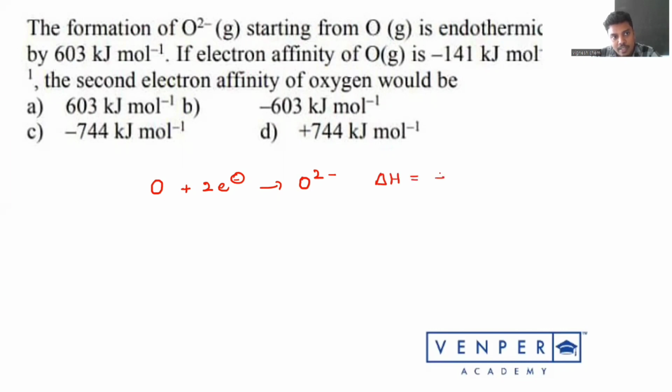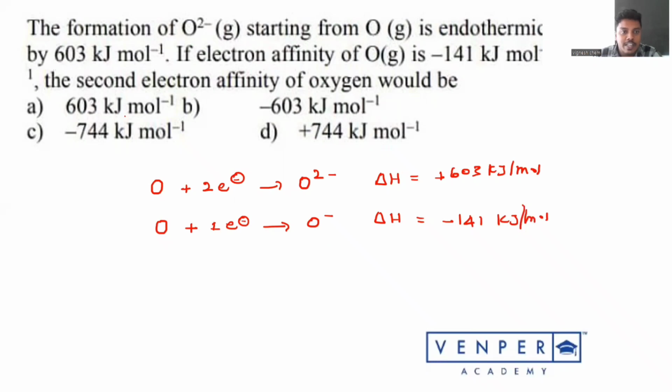Endothermic, right? The value should be what? The plus 603 kilojoule per mole. Okay. What is this statement? The electron affinity of oxygen. What is electron affinity? The gain of an electron. Therefore, oxygen gains 1 electron. It becomes what? It becomes O minus, and the delta H value is around what? Around minus 141 kilojoule per mole.